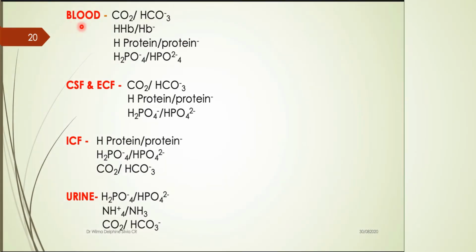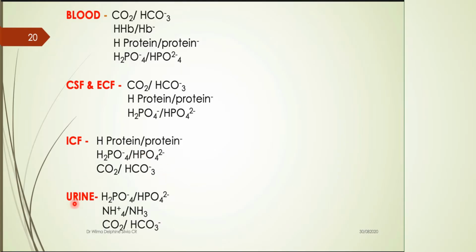There are various buffer systems which play a major role in maintaining the acid-base balance. So in the blood we have bicarbonate buffer system, hemoglobin buffer system, protein buffer system, and the phosphate buffer system. In the CSF and ECF, that is extracellular fluid, we have bicarbonate buffer system, protein buffer system, and phosphate buffer system. In the intracellular fluid, we have the similar ones as in case of ECF: protein buffer system, phosphate buffer system and bicarbonate.